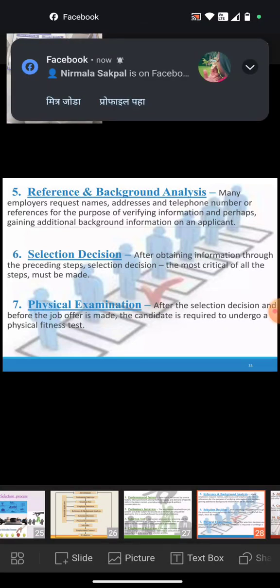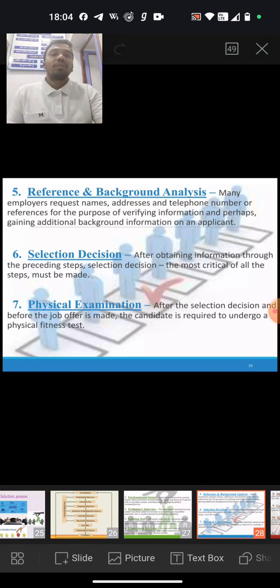Selection process. Selection decision. After obtaining information through the preceding steps, the selection decision, the most critical of all the steps, must be made. Physical examination. After the selection decision and before the job offer is made, the candidate is required to undergo a physical fitness test.